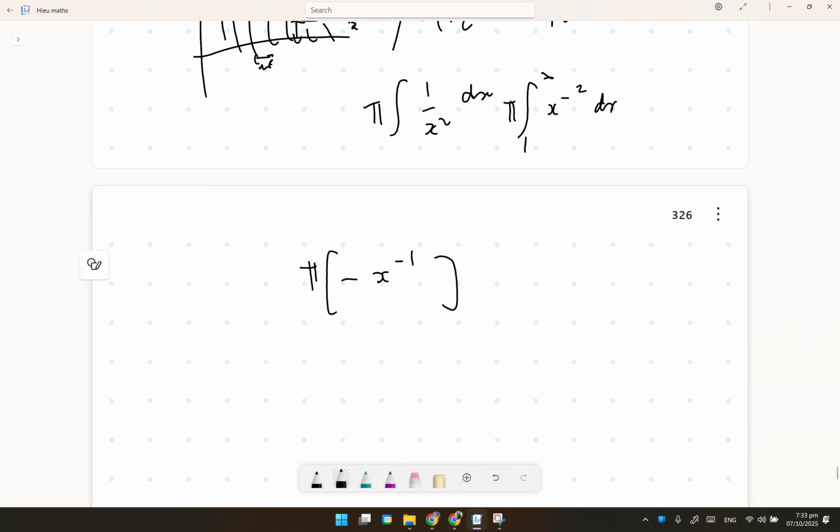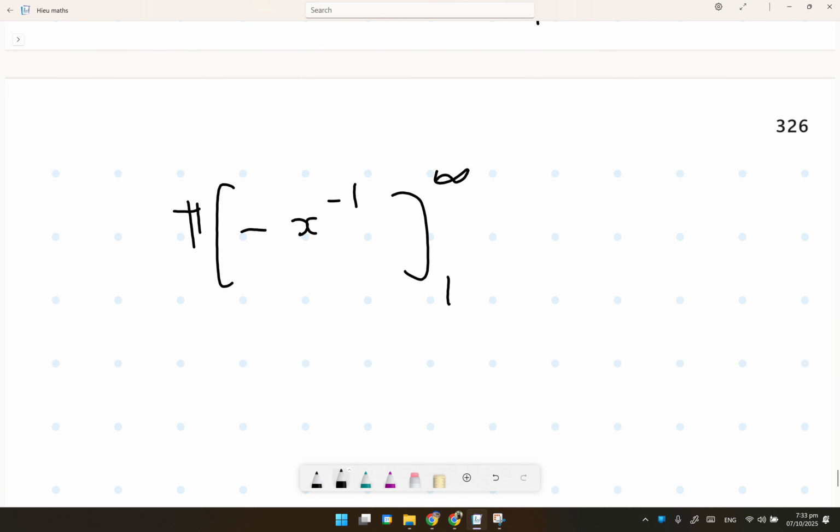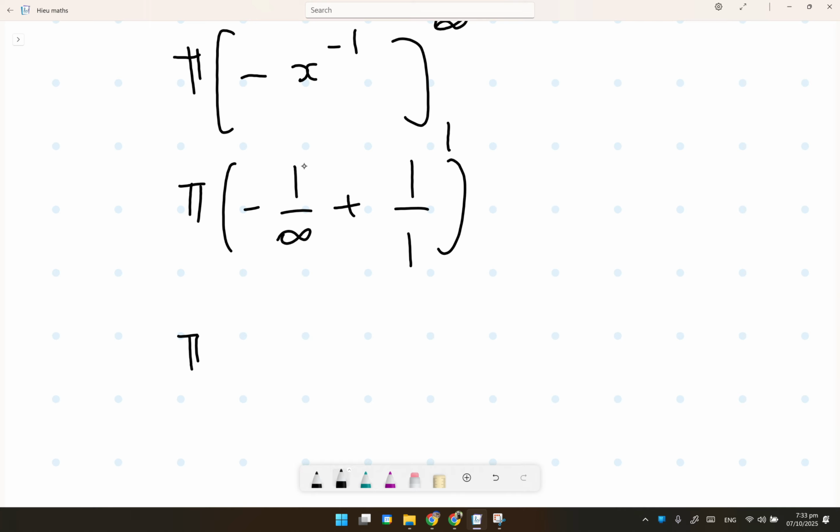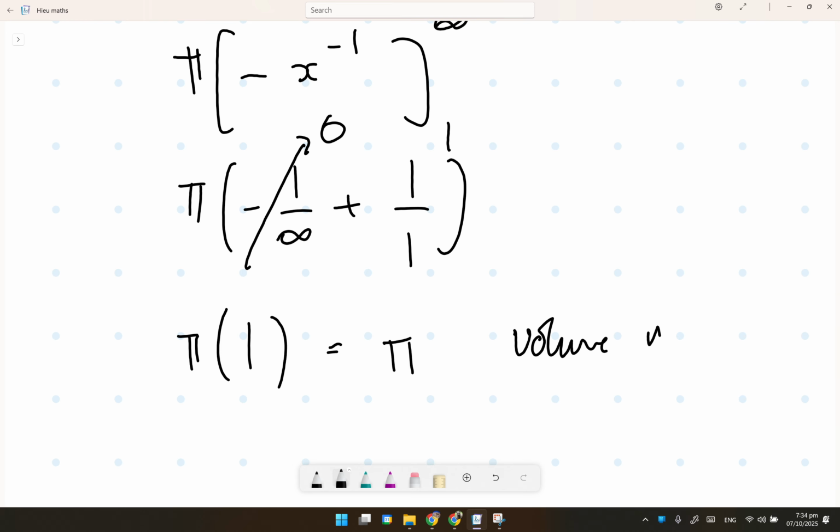And it's just 1 to infinity. I'm too lazy to write the limits in, but if you are doing this, you should write the limits in because this is mathematically incorrect. So that's pi multiplied by minus 1 over infinity minus minus 1 over 1, which is plus 1. 1 over infinity turns into 0, so pi multiplied by 1, which is just pi. So therefore, the volume is finite.